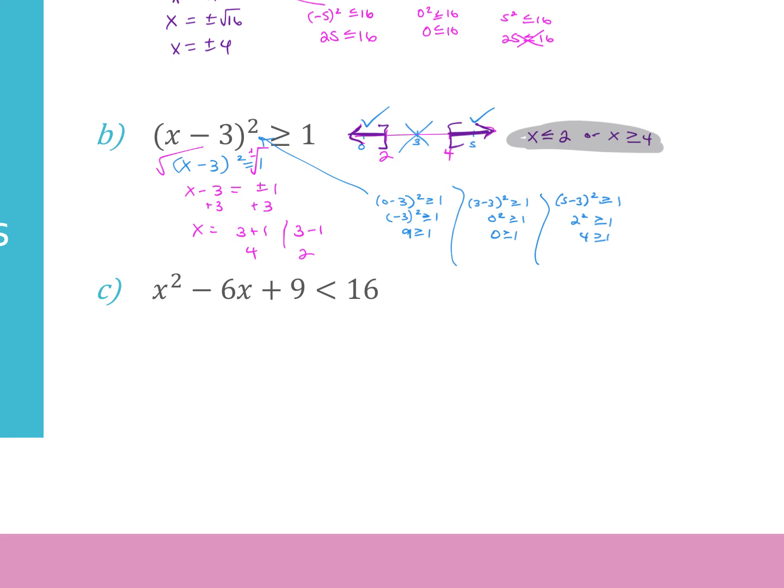Okay, then the last one is in quadratic form. So we can't just split this and set it equal to like +17 and -17 because it's not something squared on the left-hand side. There's actually 2 ways to do this question. Who could give me one? I mean, there might be more than 2 ways, but I can move this 16 to be on the side with the 9, so I subtract 16. And I get x squared minus 6x minus 7 is less than 0.